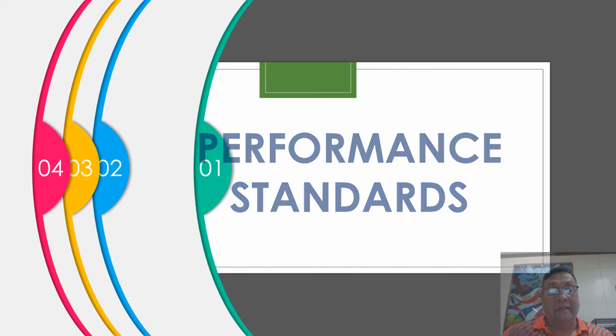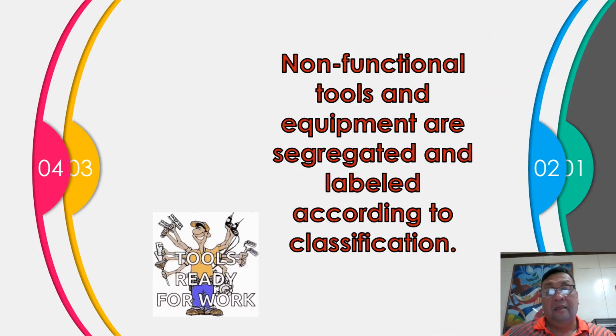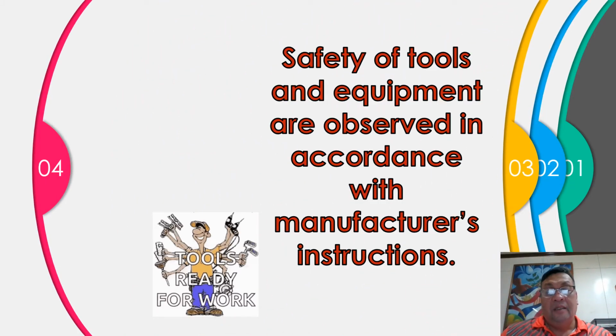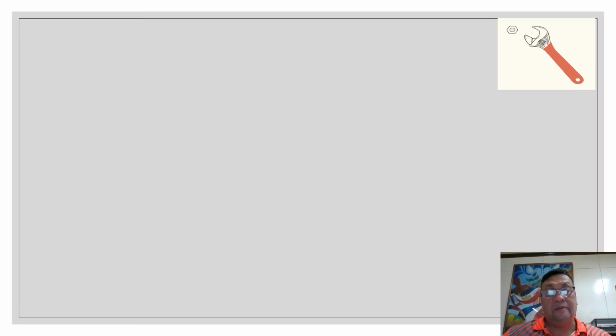Performance standard. Tools and equipment are identified according to classification, specification, and job requirements. Non-functional tools and equipment are segregated and labeled according to classification. Safety of tools and equipment are observed in accordance with manufacturer's instruction. Conditions of PPE are checked in accordance with manufacturer's instructions.